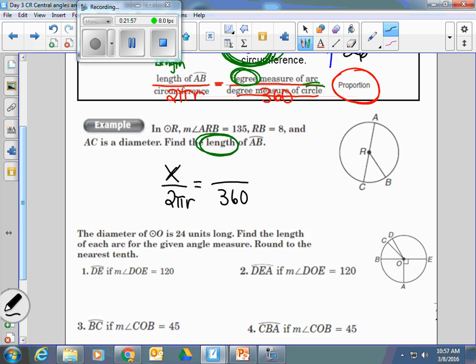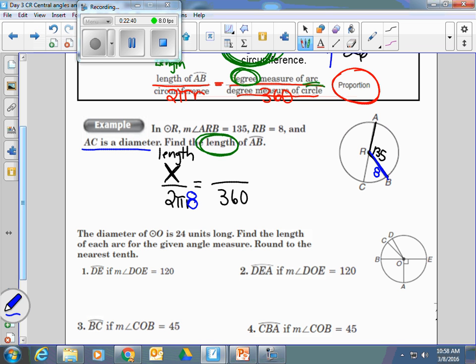It's asking me to find the length. That's this number right here. This is asking for the length of an arc. That's what we're trying to find. That's x. So what goes over here? The degrees of what I want. Well, let's go back and read. It says in circle R, the measure of angle ARB is 135. And RB, what is RB? It's my radius. So right here where I have the R, I can plug in an 8 because that's my radius. Are you with me so far? And AC is the diameter.